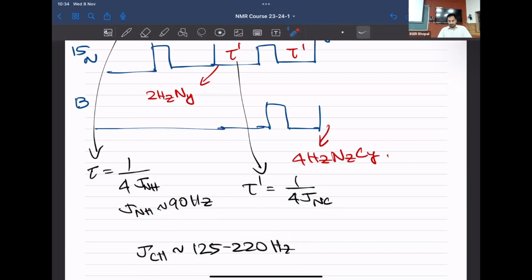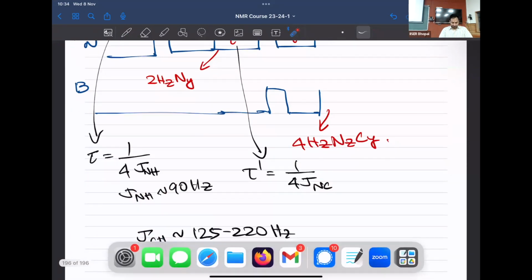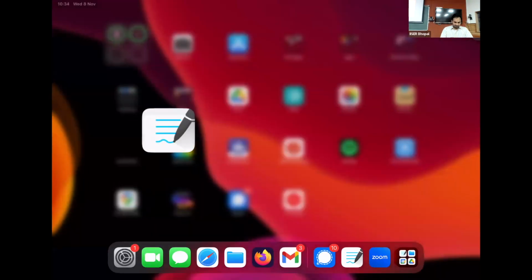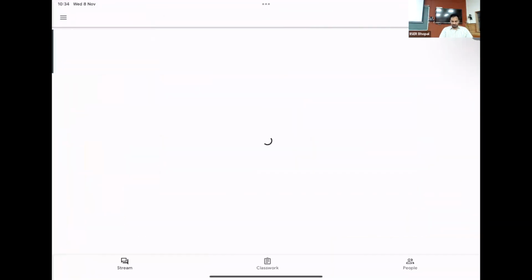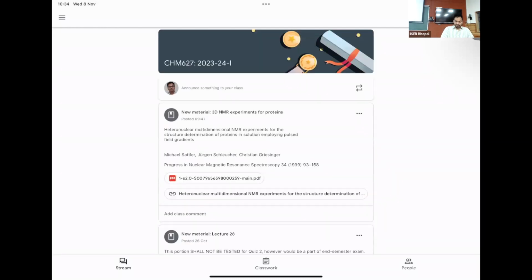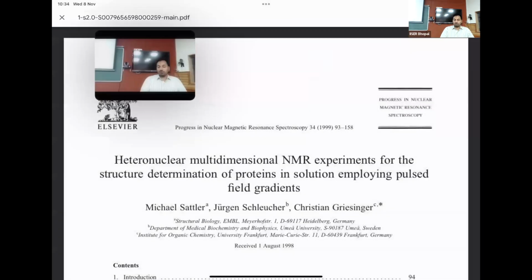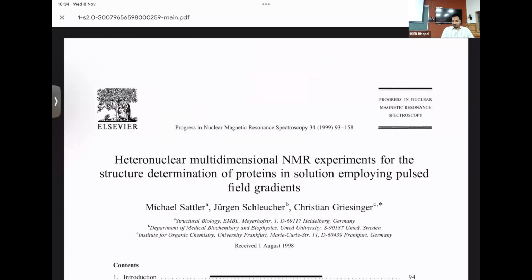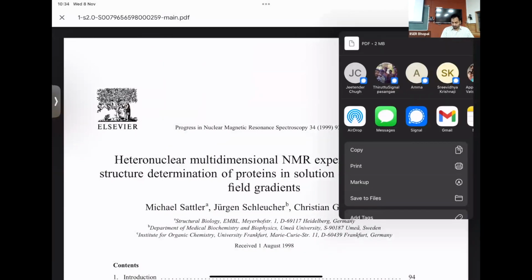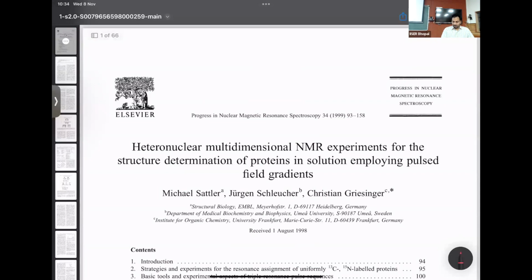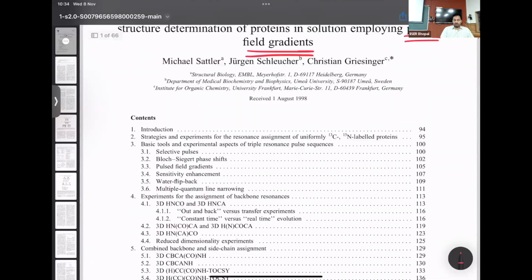So let's take a look at this, just one moment. Let's go to the classroom. What I have done here is that I've updated one of the stellar reviews written in this regard. I'm not trying to say this is the easiest of reviews to read because there are some concepts that I have not taught from this. Basically, they're employing something called pulse field gradients, which I've unfortunately not had the time to go through. But overall, the idea would remain the same.